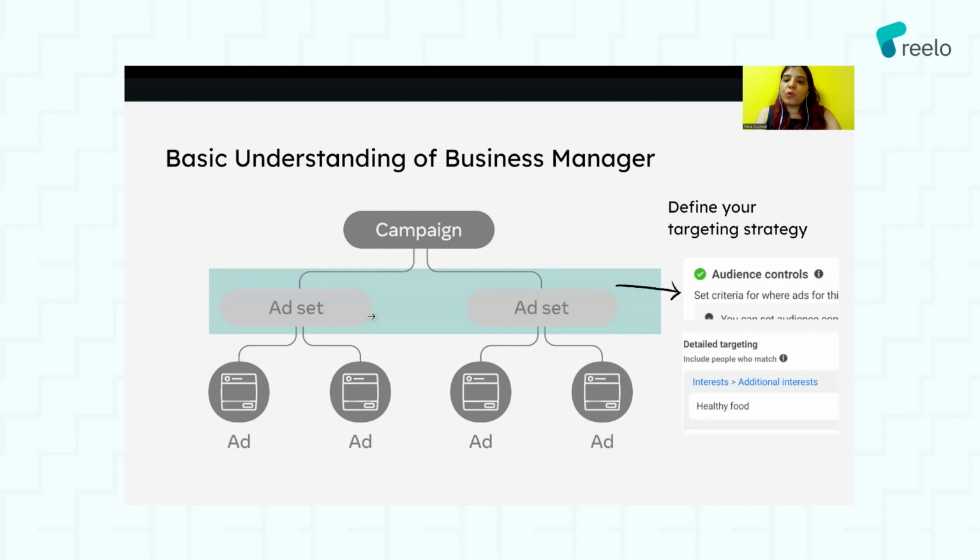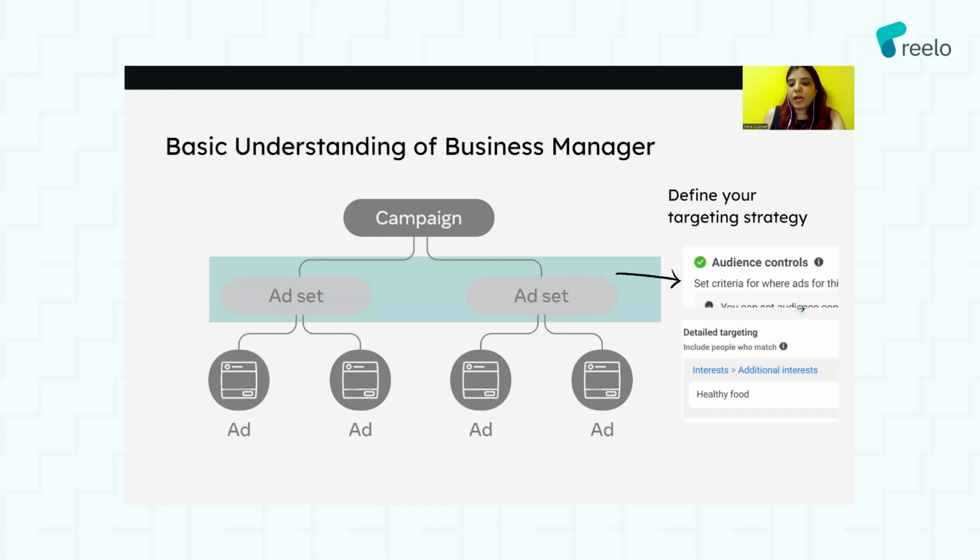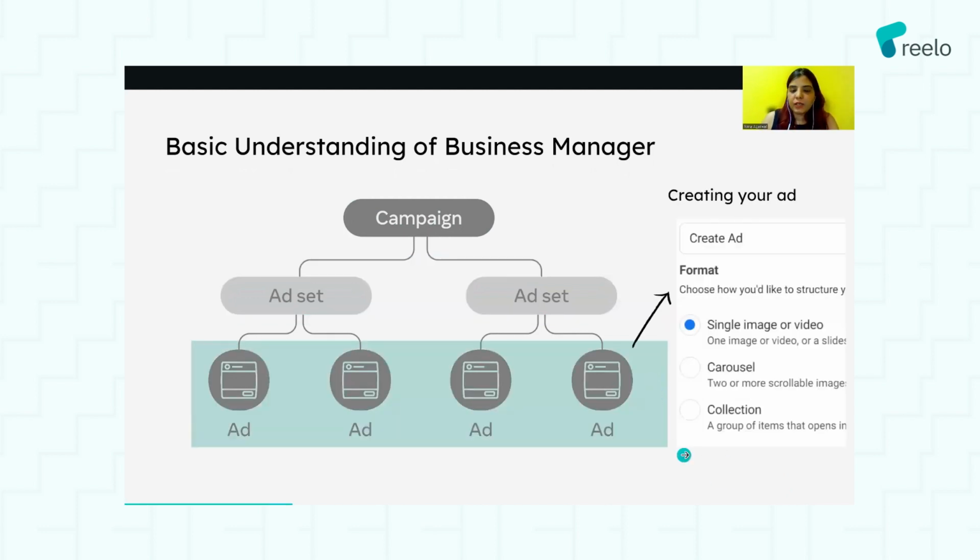Now, let's say my goal is awareness. If I've selected awareness as a goal, and I want to target two different areas, I can create two ad sets within one campaign. I'll also show you how it works within a business manager. But this is just to give you guys a basic understanding. And then you can create multiple ads in your ad set.